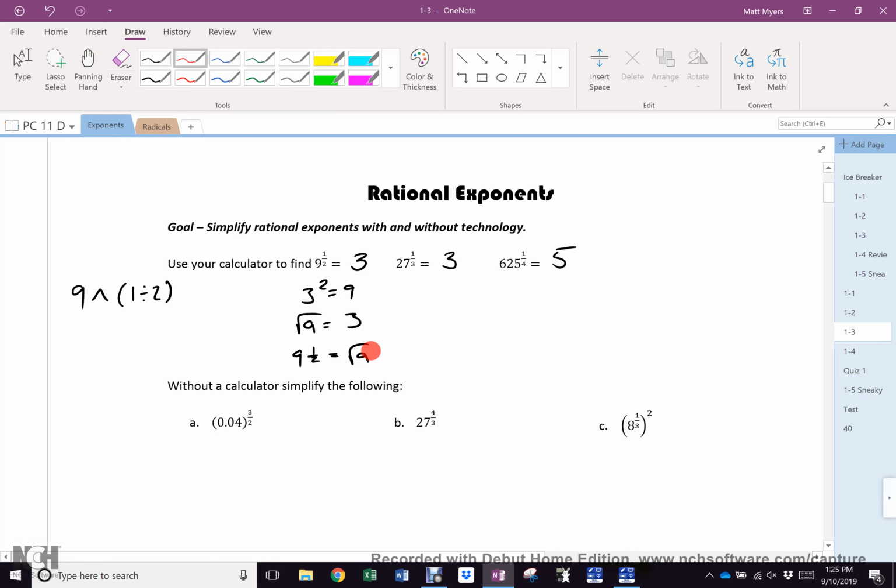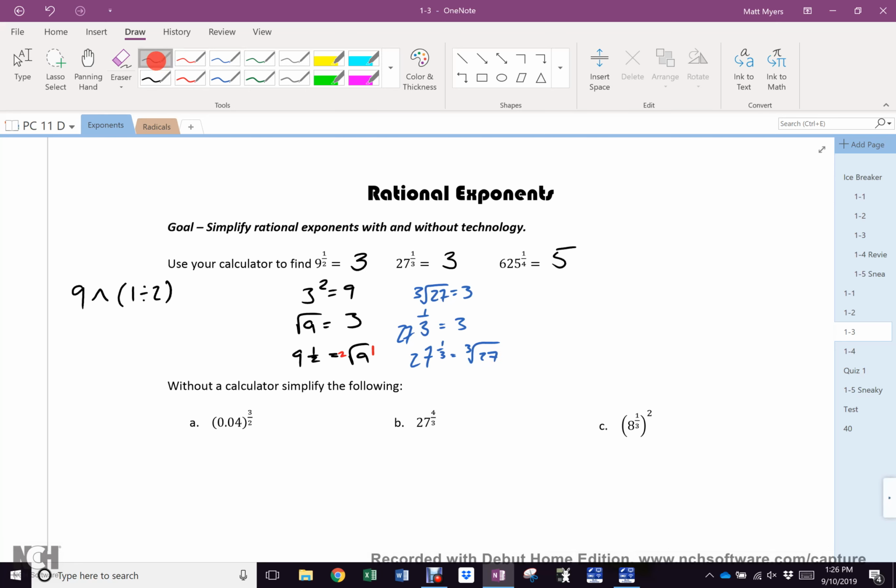What is the exponent that we don't write but is always there? 1. What is the index number in this symbol that we don't write? 2. 1, 2, 1, 2. Everybody should remember this. 27 is, of course, the cubed root of 27 equals 3. So 27 to the 1/3 equals 3. So 27 to the 1/3 equals the cubed root of 27. Yeah, we already know this.